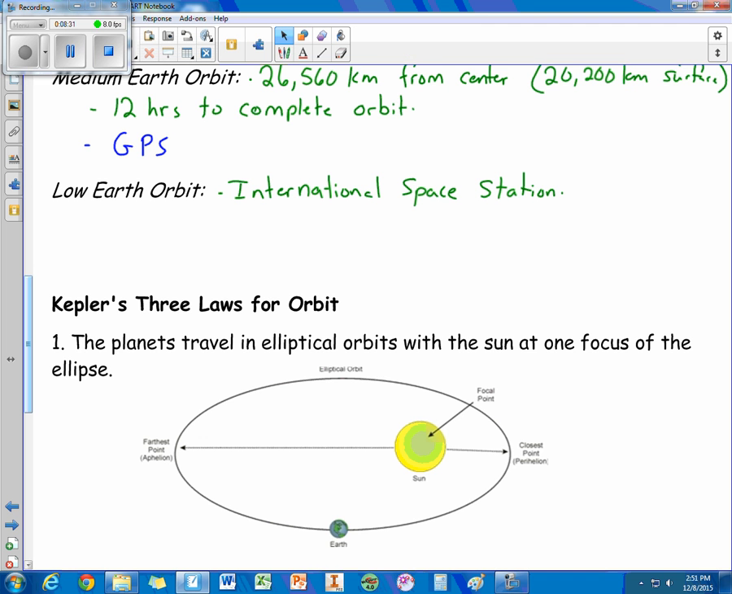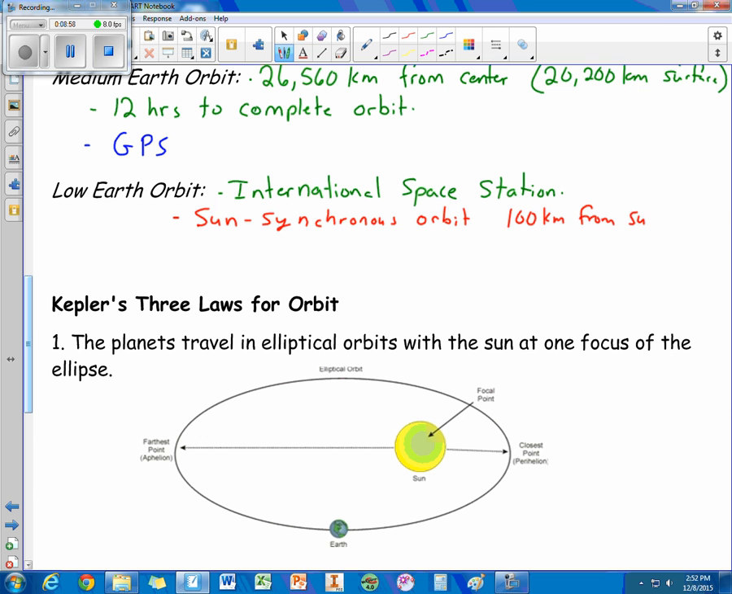It's in low Earth orbit. Usually these are in what we call sun synchronous orbit. They're roughly at 100 kilometers from the surface. So sun synchronous, what does that mean?